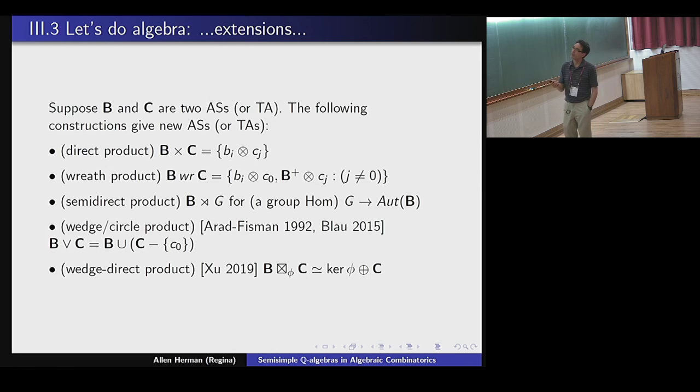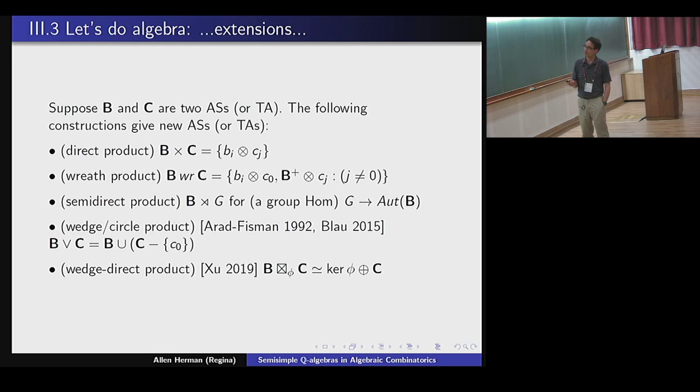The wreath product generalizes to something called a wedge or circle product. So if you think about what the dimension is, when I'm extending from B, I get size of C minus 1. So degrees of extensions can be quite arbitrary.